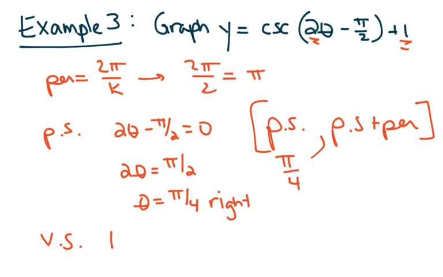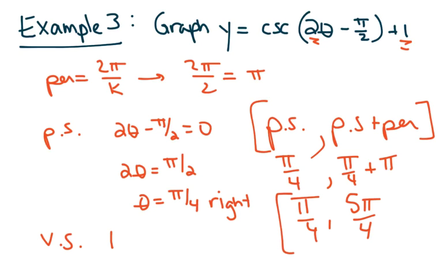So we're going to start at the phase shift, so that's where our first asymptote is going to go. And the end of our period is also at an asymptote. It's going to be at the phase shift plus the period. Well, what's the phase shift plus the period? 1/4 plus 1 is 5/4. So we're going to start at pi over 4, and we're going to end at 5 pi over 4.